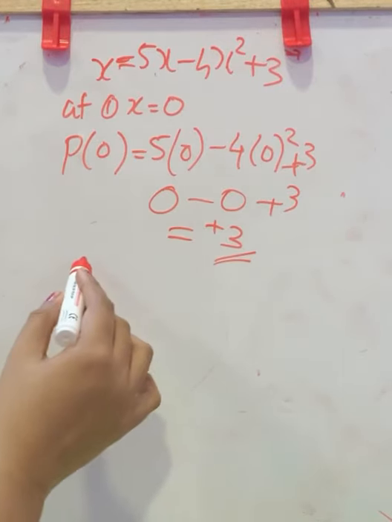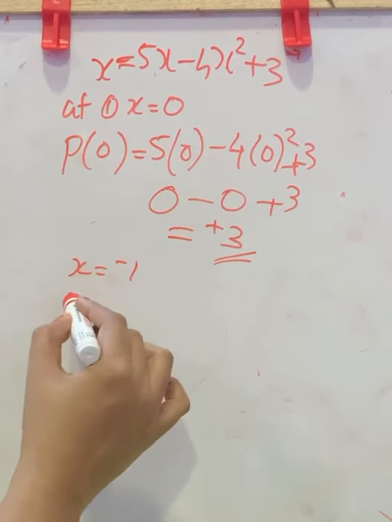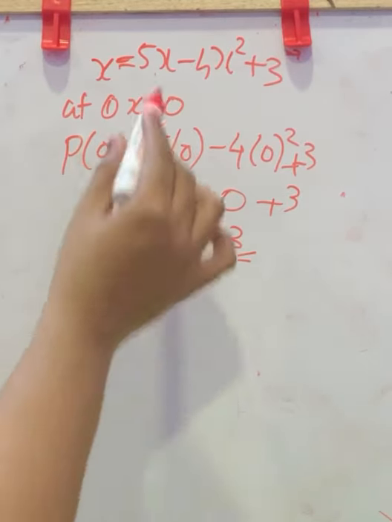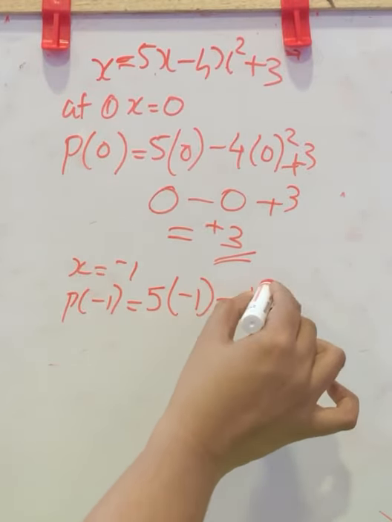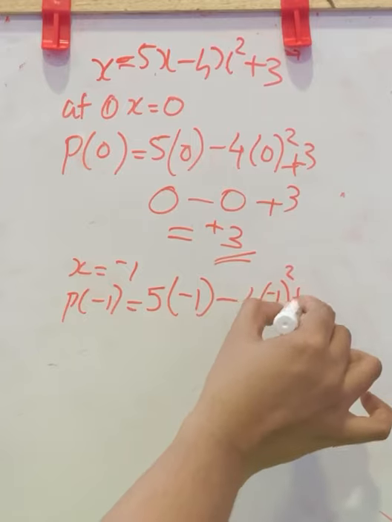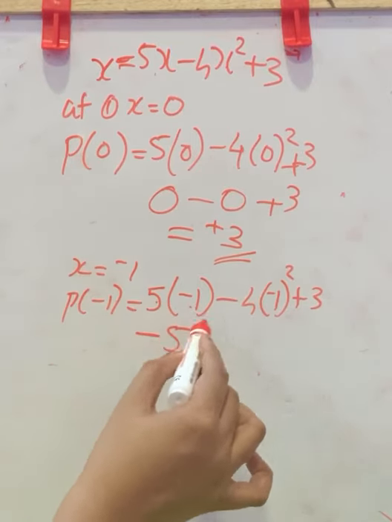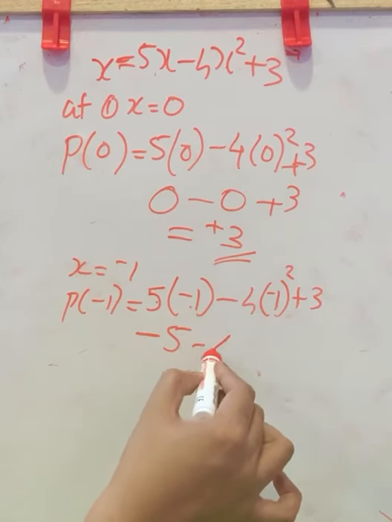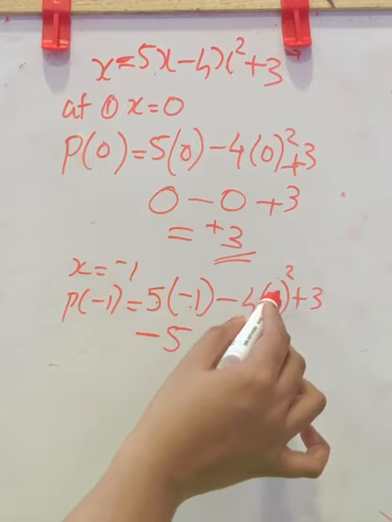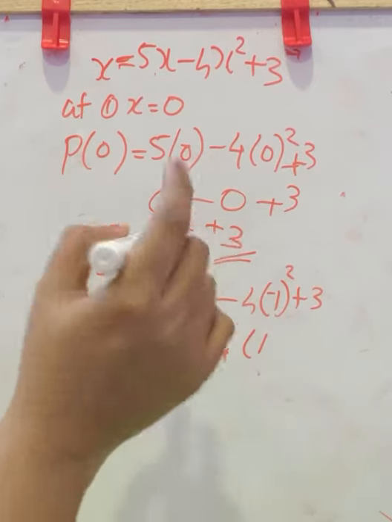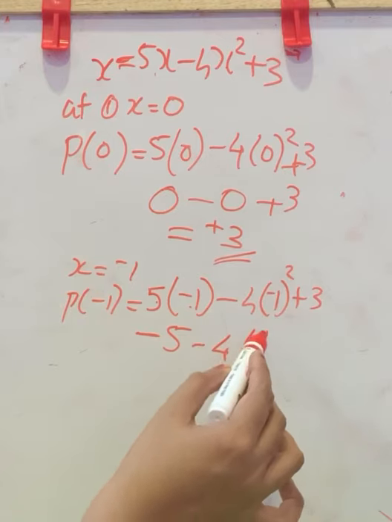Now at x is equal to negative 1. Then p of negative 1, the same polynomial becomes 5 into negative 1 minus 4 into negative 1 square plus 3. Here 5 into negative 1 is negative 5. Here there is minus 4 here. Now negative 1 square becomes 1. That is negative 1 into negative 1. 1 into 1 is 1 and negative into negative is positive. So negative 1 square is positive 1.